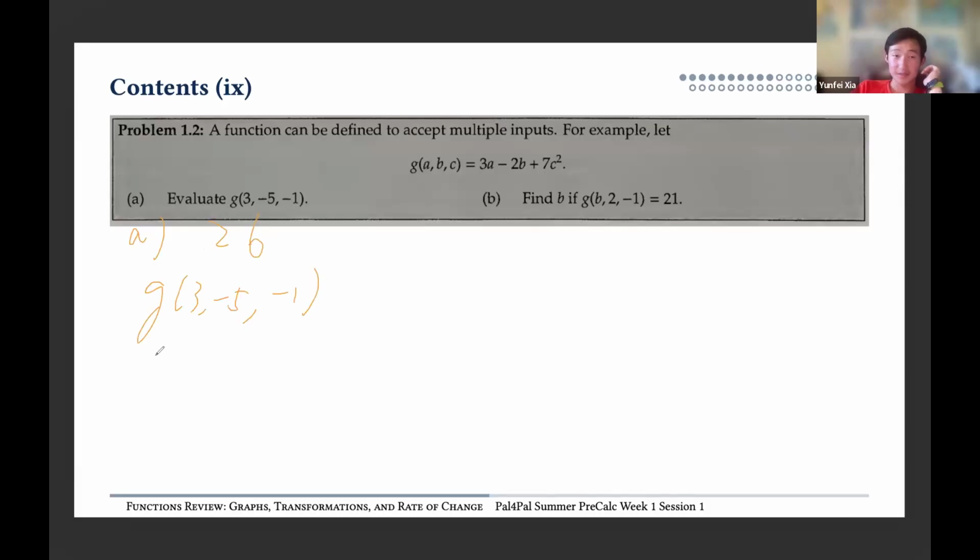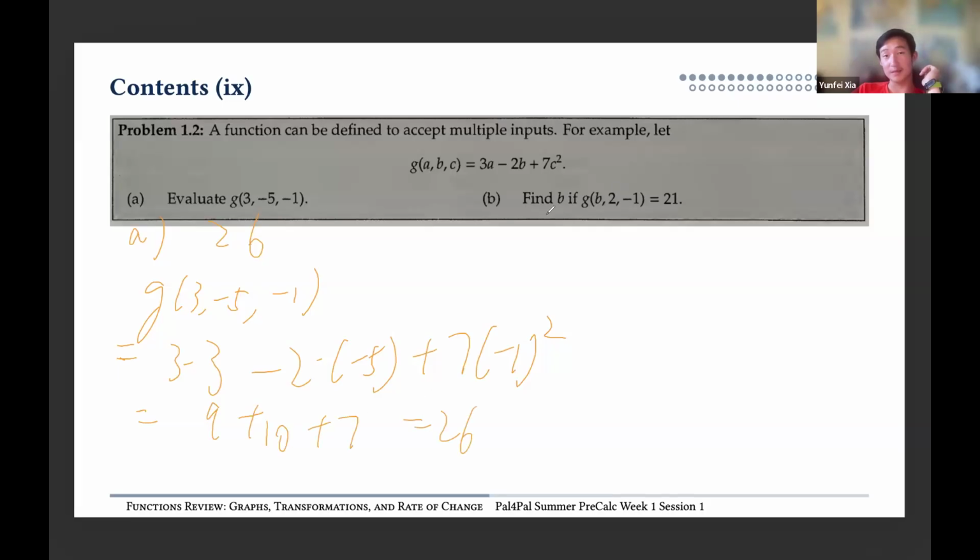All right, so multivariable functions are not fundamentally different from single variable functions besides that they have multiple variables. So 3 times 3 minus 2 times -5 plus 7 times -1 squared. All right, 26 is correct. How about B?